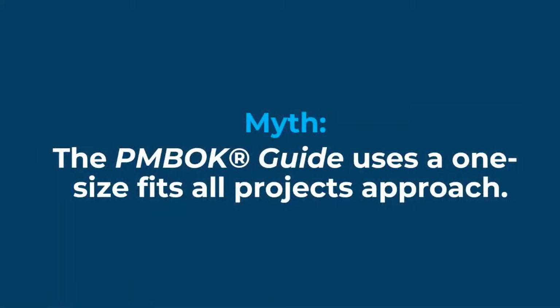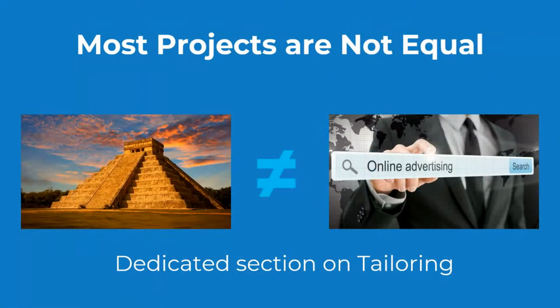Moving on to the next myth. The PMBOK Guide uses a one-size-fits-all project approach. No, it doesn't, because with PMBOK 6, there is clearly the understanding, and I believe even in PMBOK 5, most projects are not equal, right? There is a huge difference between building a pyramid versus doing an online advertising campaign project for a dentist in your local area, right? In fact, the PMBOK Guide 7th edition has a dedicated section on tailoring.